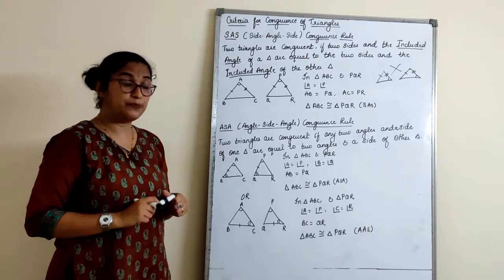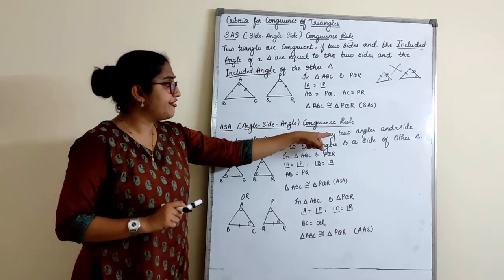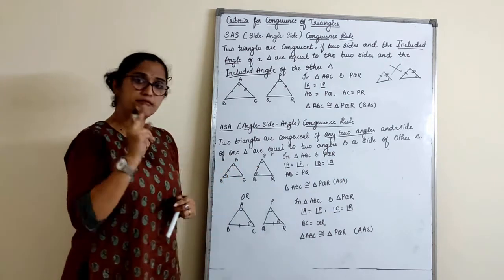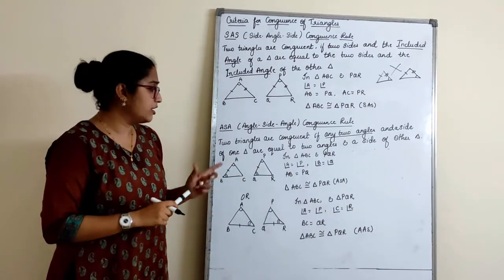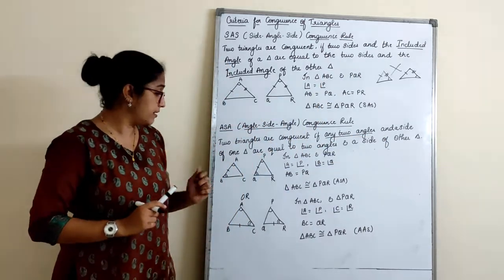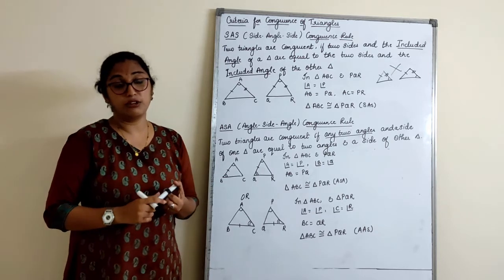Angle side angle congruence rule. Two triangles are congruent if any two angles and a side of a triangle are equal to the two angles and a side of the other triangle. Then they are said to be congruent by the angle side angle congruence rule.